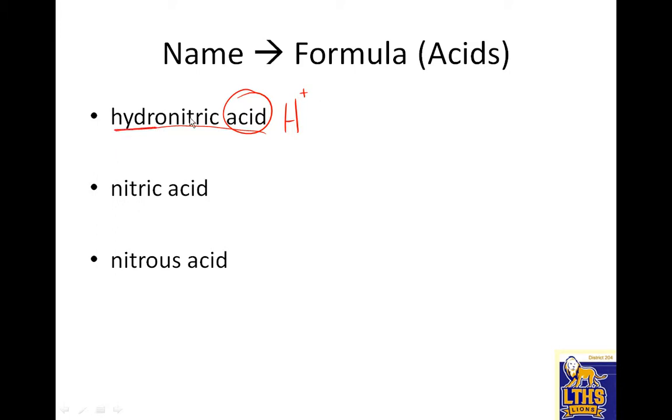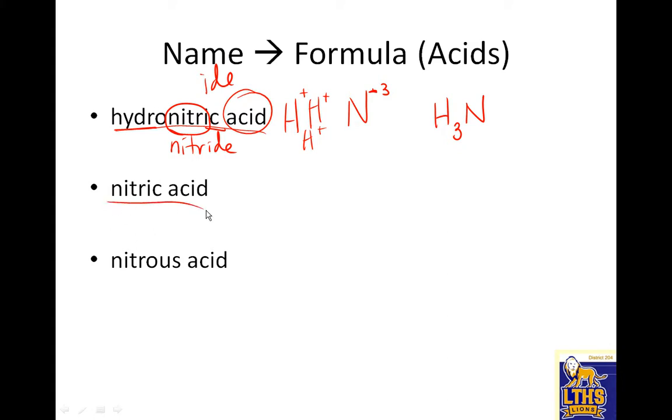All right. I notice it says hydro and ic, and so I know it came from ide. Ide uses hydro-ic. So this must have come from nitride. All right, nitride. So then I go to the periodic table, I look up N, I see it's in group 5A, so they make a -3 charge. Now we have to cancel charge. This doesn't equal 0. That doesn't equal 0. That equals 0. So the chemical formula for hydronitric acid is H3N.